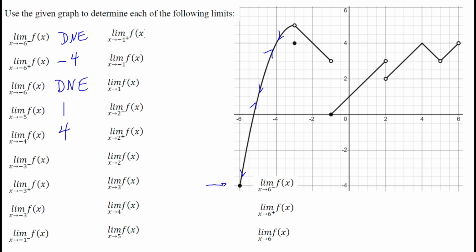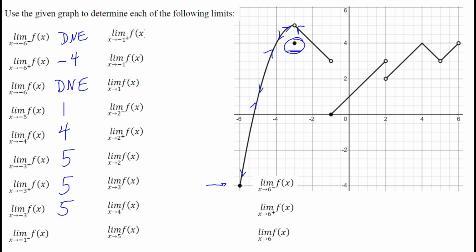As we approach -3 from the left, now we're going up to this open circle up there, which is at 5. And as we approach -3 from the right, we have this linear piece that's also going towards that value at 5. Meaning that the limit as x approaches -3 of f of x, the two-sided limit, is also 5. Just like in the last problem, we don't worry about this stray point that's just kind of hanging around there. We're not approaching that value. That's just the value we happen to be at when x equals -3.